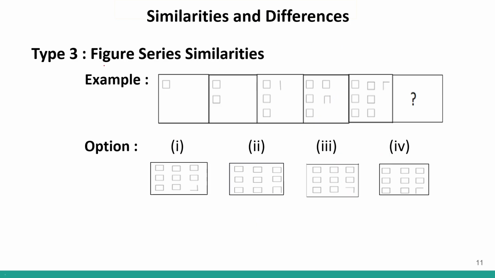Okay? Now, figure series similarities. This is the third type. This is also known as object or shape series similarities. Okay? So here we are given a series. This is the first element in the series, second element, third element, fourth element, fifth element, and we have to find the missing sixth element. So we have to see which option it is.